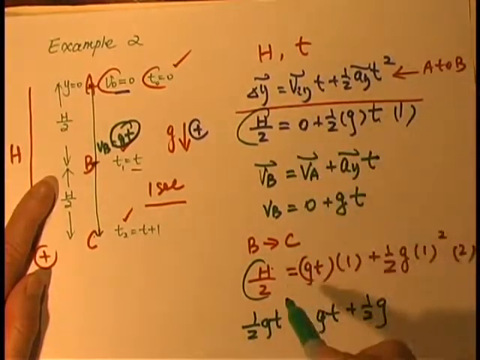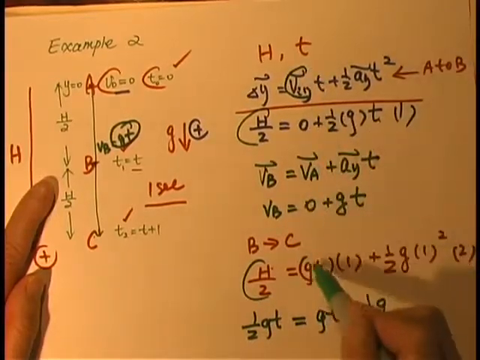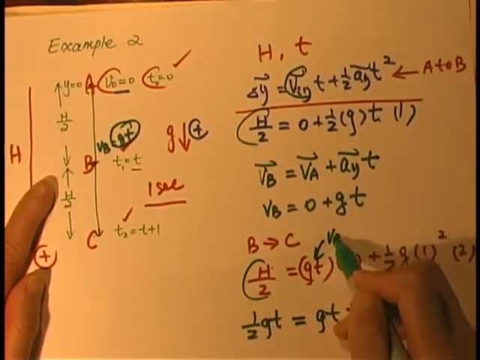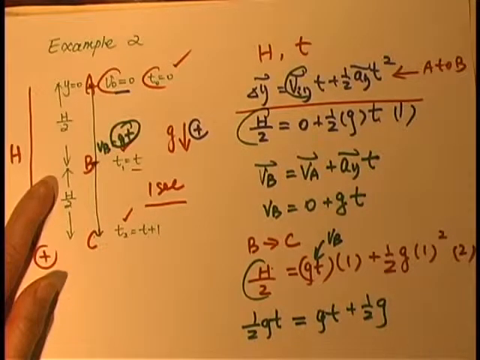So when we apply this equation, initial velocity, this one is VB. VB times the time, 1 second. Yeah, plus 1/2 g, 1 second squared. So we get that. It looks like g cancels, right? How do you solve t?